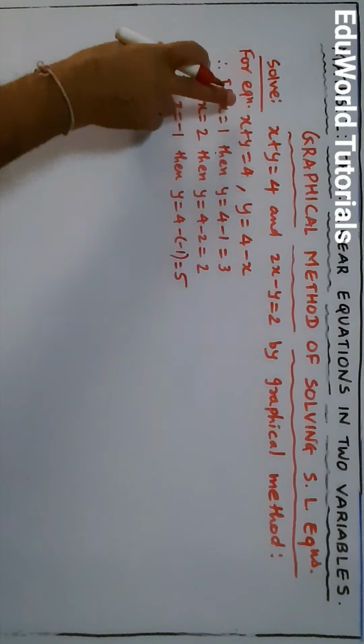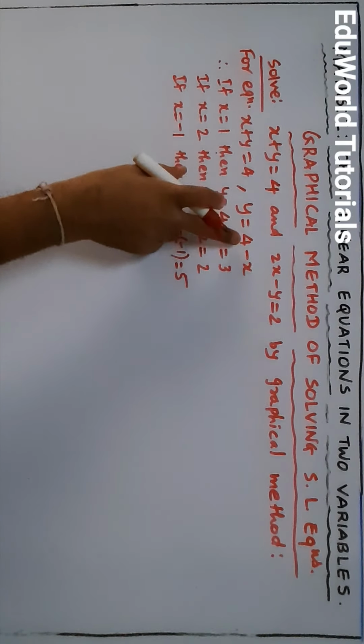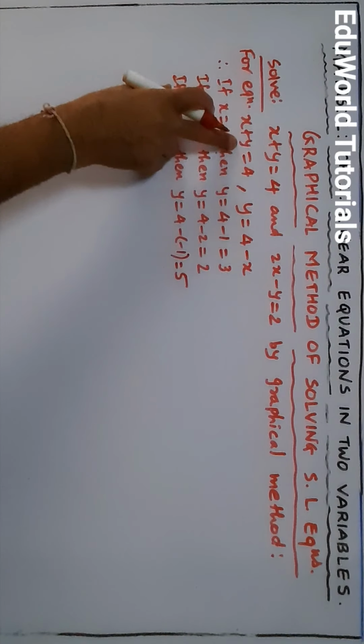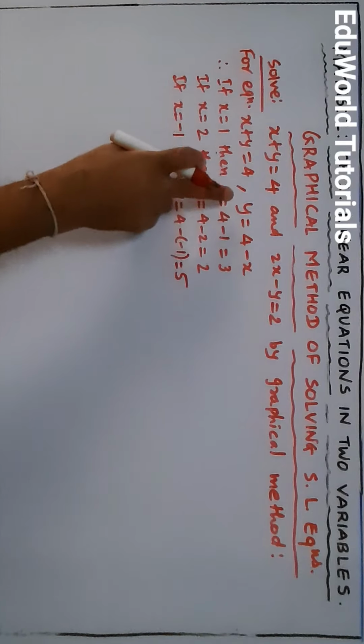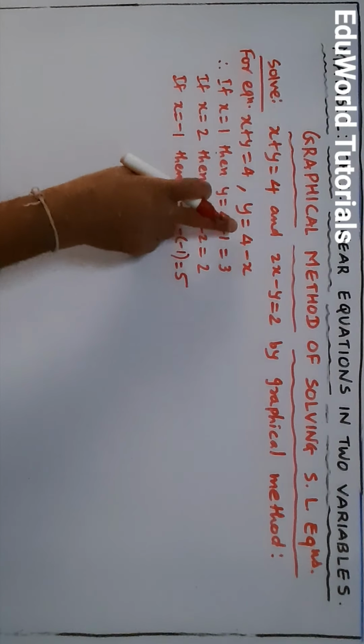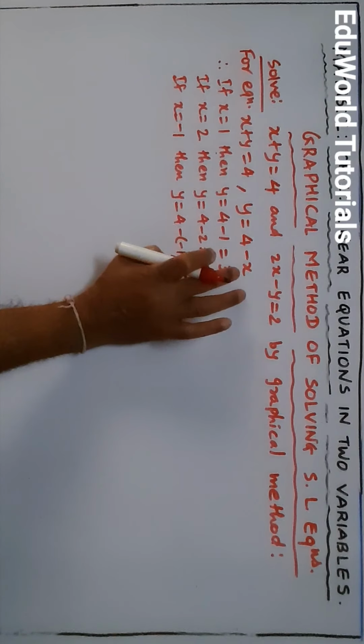Now for the first equation, x plus y equal to 4, y equal to 4 minus x. How to get the value of y from the equation? Shifting x to the other side, to the right hand side. So it will be 4 minus x. So y is equal to 4 minus x. Now to get the value of y, we need to have the value of x.